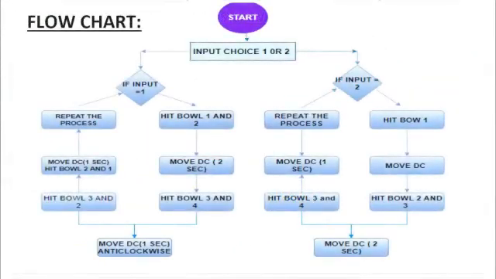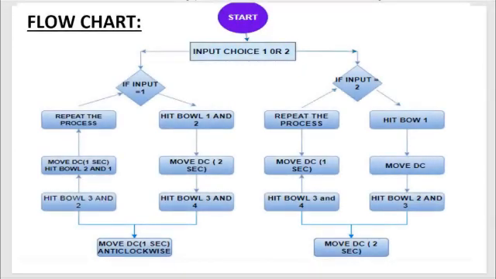So this is the flowchart for the bot. First the bot starts, then you can input the choice for the tune using the app. If the input is 1, then the sticks hit the balls 1 and 2, then the balls 3 and 4. Then the DC motors move anti-clockwise and hit the balls 3 and 2, and then the balls 2 and 1. And this process repeats until tune 1 is played.